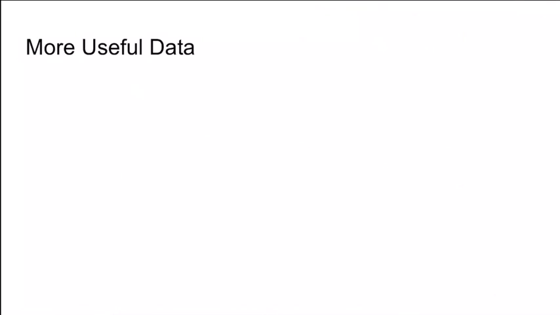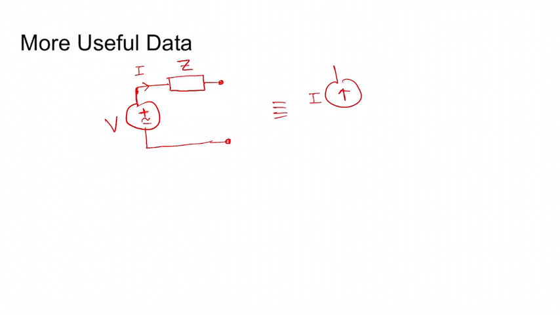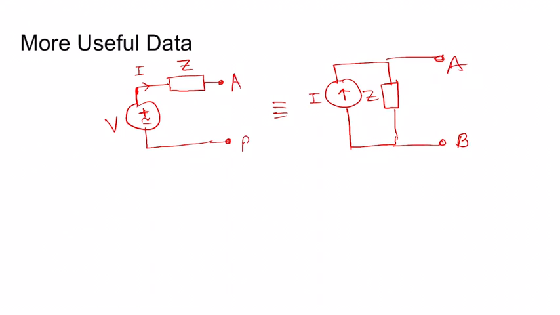Also, in any network, a voltage source V connected with an impedance Z in series across some nodes is equivalent to a current source in the same polarity that the current should flow. Let's say this is I, so this can be written as I in parallel with this Z connected across the same two nodes A and B, where the relation is V equal to I into Z.